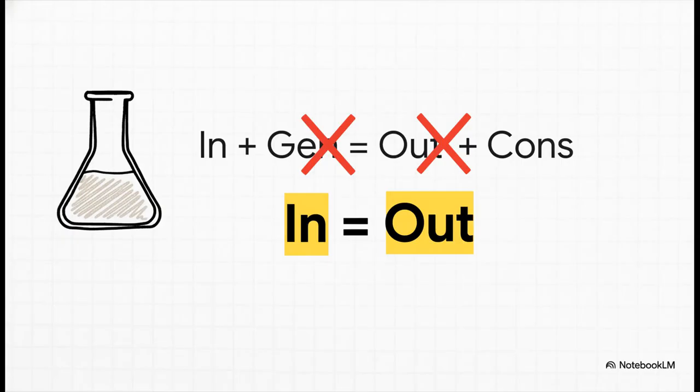But wait, we can make it even simpler. What if there are no chemical reactions happening at all? Well, then generation and consumption are also 0. And that leaves us with the most intuitive, common sense balance of all. What goes in must come out.